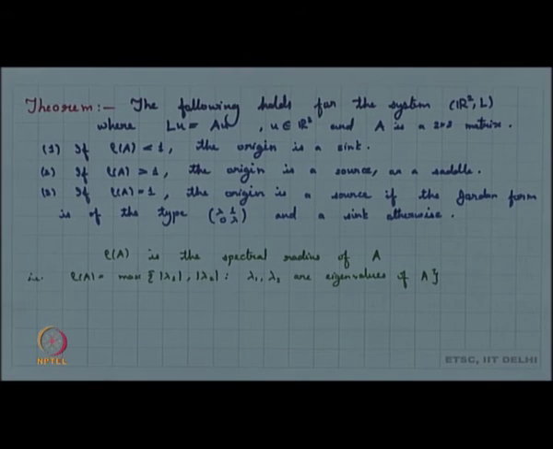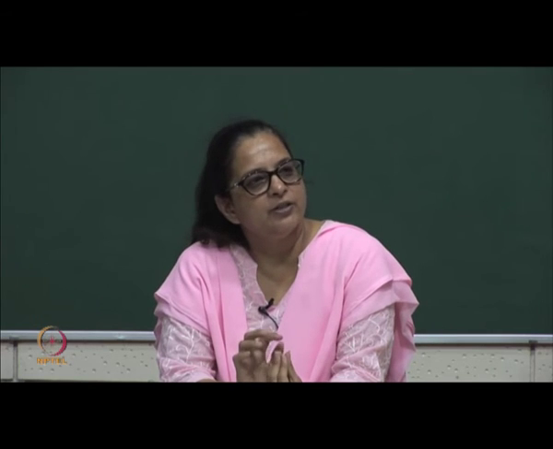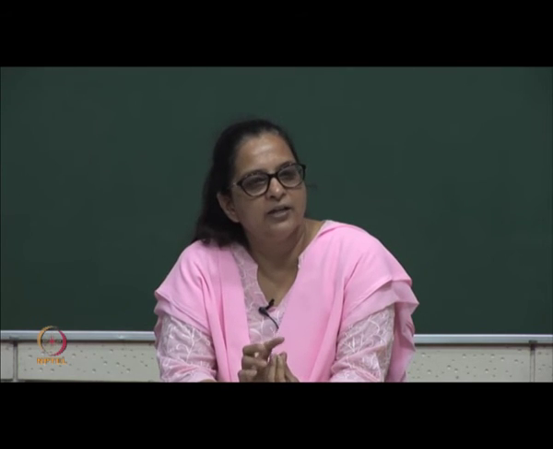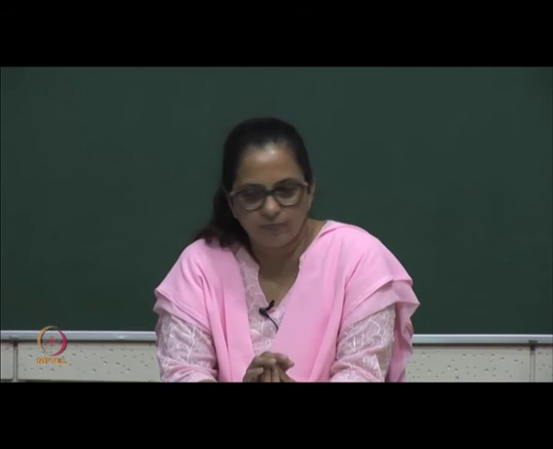If we have a linear system in R square, and your spectral radius is less than 1, that means both your eigenvalues have modulus less than 1, and the origin is definitely going to be a sink. If the spectral radius is greater than 1, there are two possibilities here. What happens to the second eigenvalue? The second eigenvalue could be greater than 1 or it could be less than 1, both are possible.